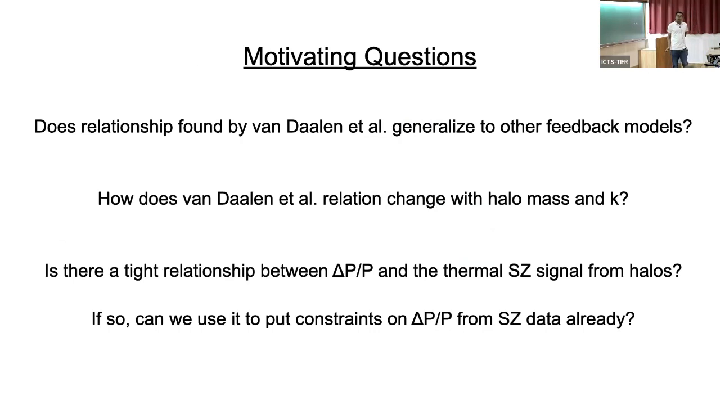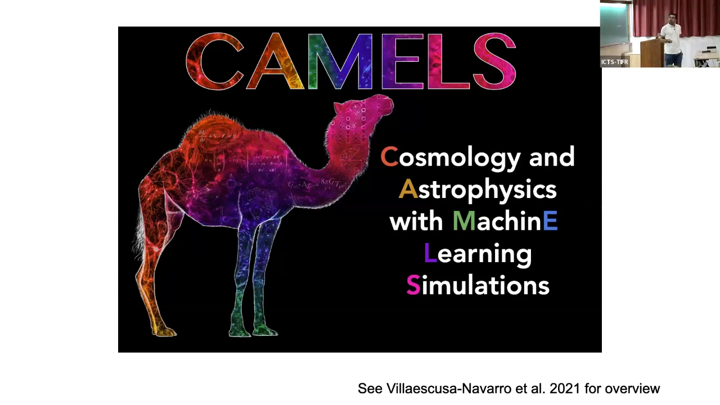Okay, so the motivating question of the talk would be, does the relationship that I just showed from Vandalen et al. generalize to other feedback models? How does it change with halo mass and scales? But more importantly, is there a tight relationship in power suppression and thermal SZ signals of halos? And if there is, can we already use it to get some constraints on delta P over P with the existing data? So to that end, we will be using these CAMELS simulations.